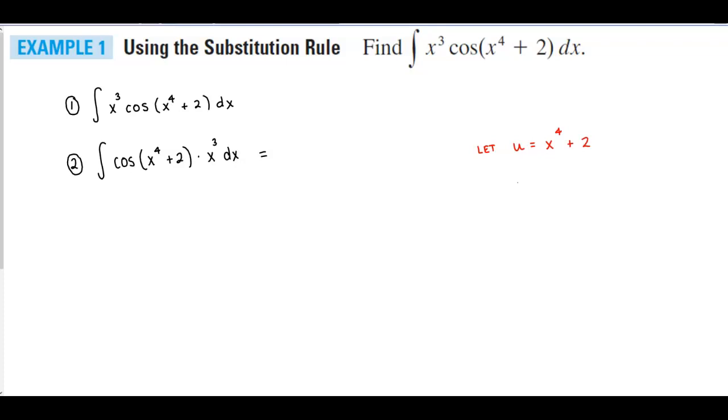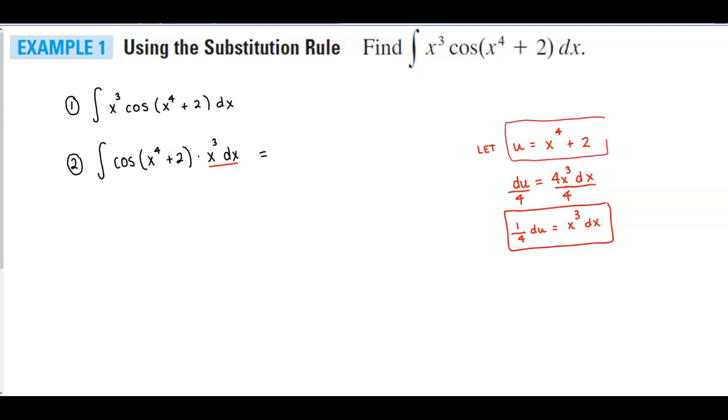Okay, now we're going to take the derivative. So we have du, which is going to equal the derivative of x to the fourth, which is 4x cubed dx. Now we want to solve for x cubed dx, because that's what we have here. In order to do that, we divide both sides by 4. So therefore, 1/4 du is now going to equal x cubed dx. So these are the substitutions that we want to work with.